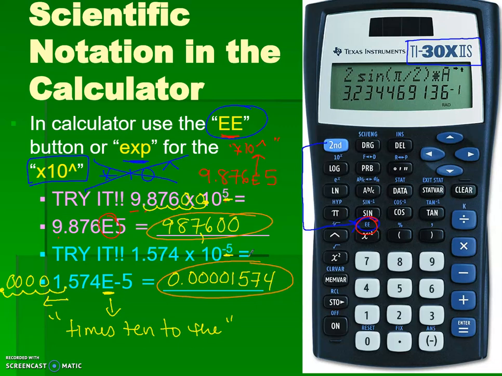If you don't know how to do that, please send me an email so that we can help you out. Okay? Because you have to use the second button and you have to use the EE button. And there you go. There's scientific notation.